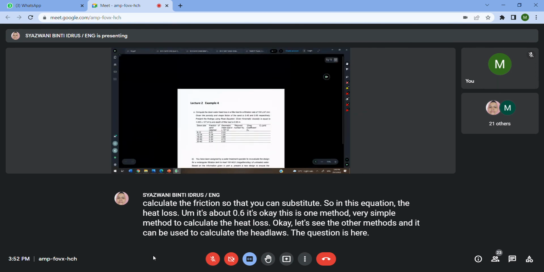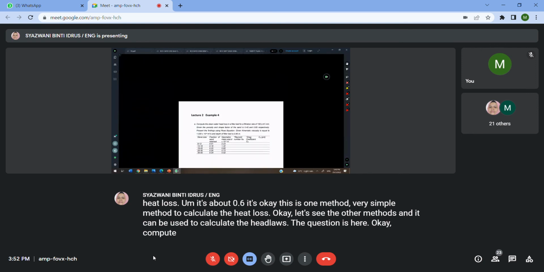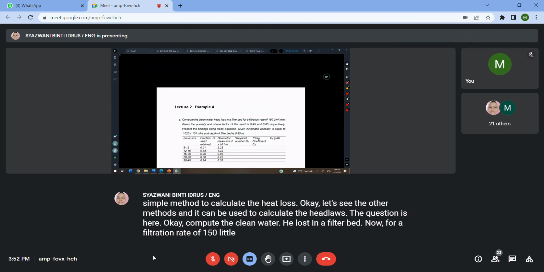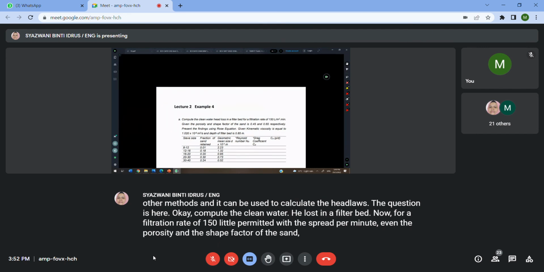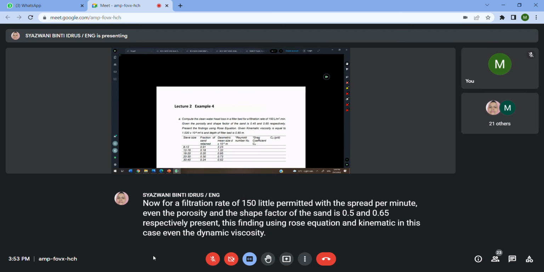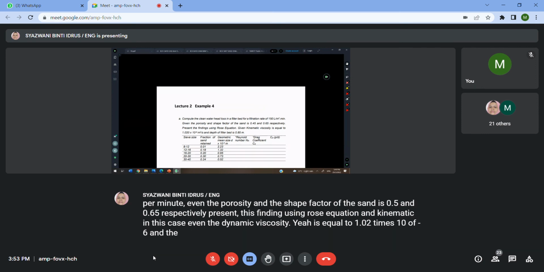Compute the clean water head loss in a filter bed for a filtration rate of 150 liter per meter squared per minute, given the porosity and the shape factor of the sand are 0.5 and 0.65 respectively. Present this finding using the Rose equation. In this case, you are given the kinematic viscosity, equal to 1.02 times 10 to the power of minus 6, and the depth of the filter bed is equal to 0.85.